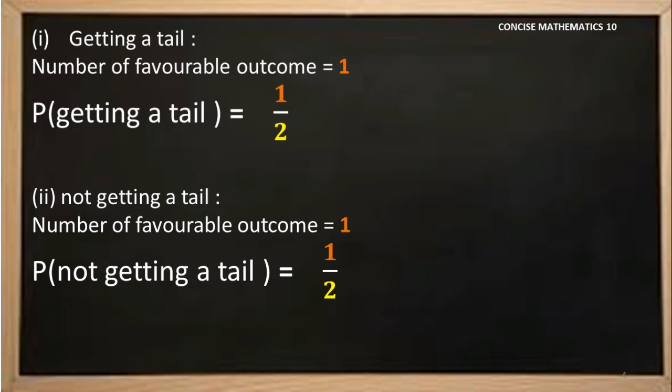So if you want to get a head, how many times will you get a head when you toss a coin? It is only one time. So the probability of not getting a tail is equal to 1 by 2. The concept is very simple, children, but the words are a little bit new for you. Try to understand and think practically. There is no calculation at all, but you need common sense and practical knowledge regarding tossing of a coin, playing cards and also dice.